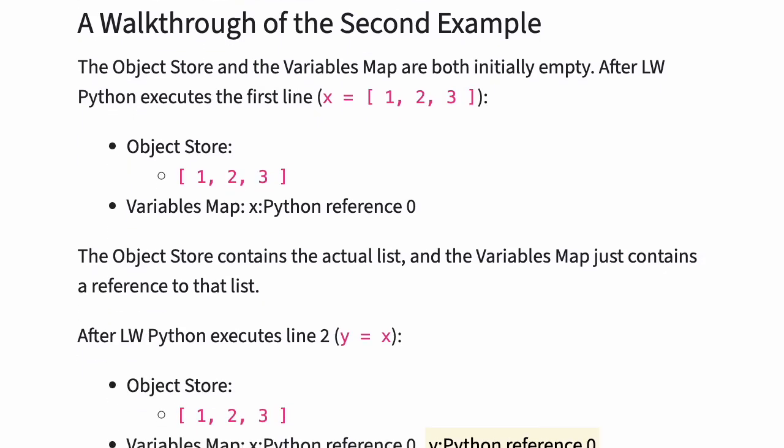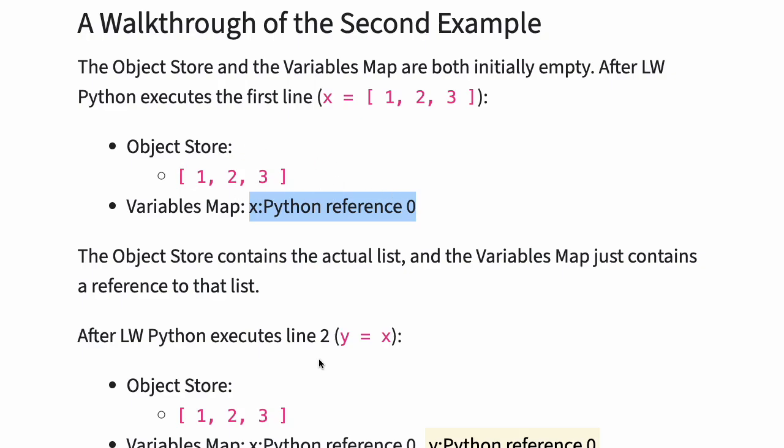The object store and the variables map are both initially empty. After LWPython executes x equals list 123, the object store contains one element, which is the list 123, and the variables map contains one entry, which is x and Python reference 0. The object store contains the actual list, and the variables map just contains a reference to that list.